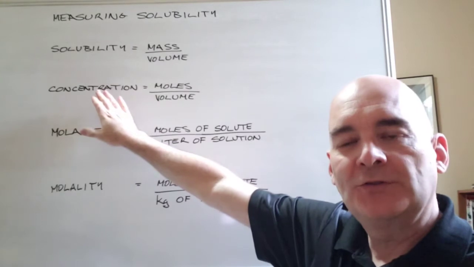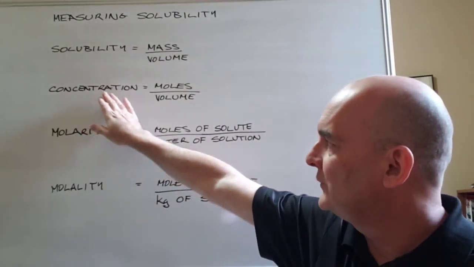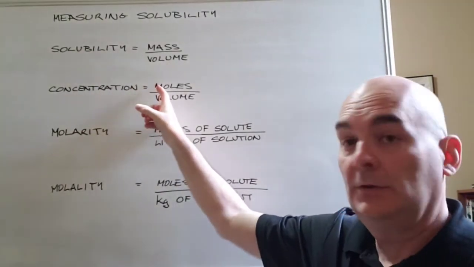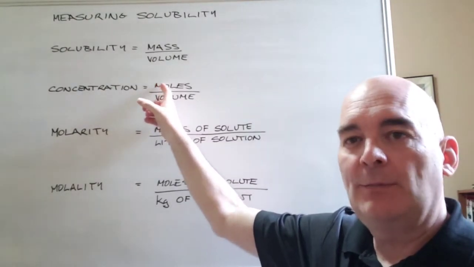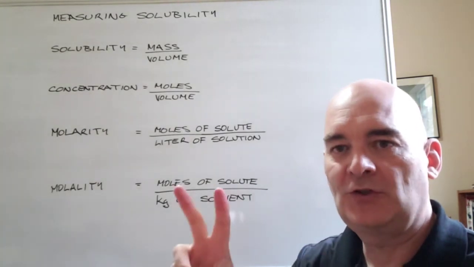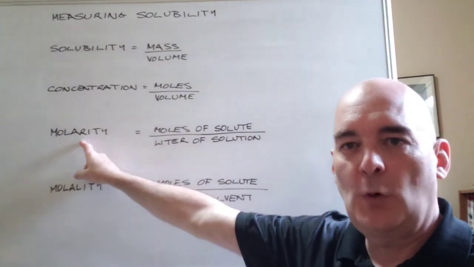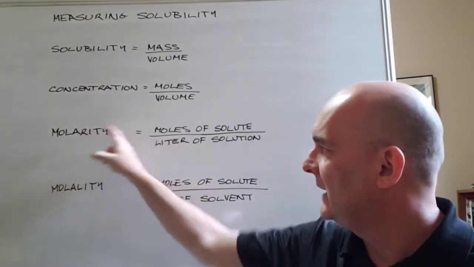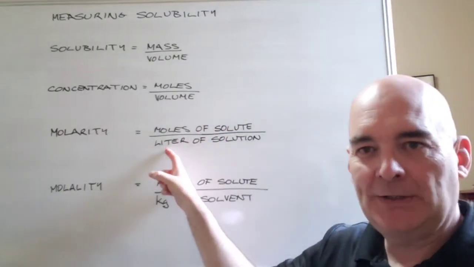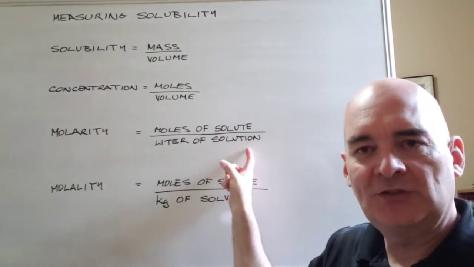Concentration. And concentration takes the concept a little bit further, making it more useful by turning my mass of solute into moles. And so concentration is moles per volume. And in terms of concentration, there are two important distinctions. Your concentration can be defined in terms of molarity, and molarity is moles of solute dissolved per liter of solution. Notice here it doesn't say solvent, it says solution.